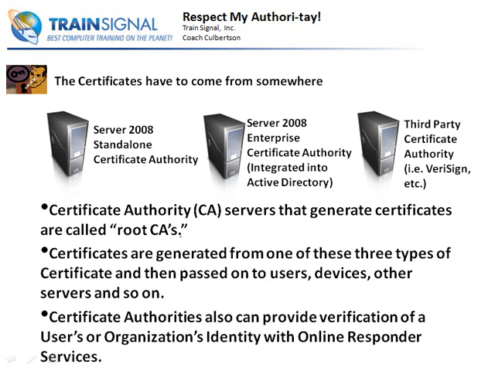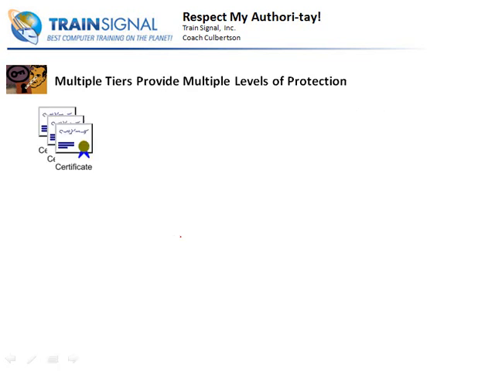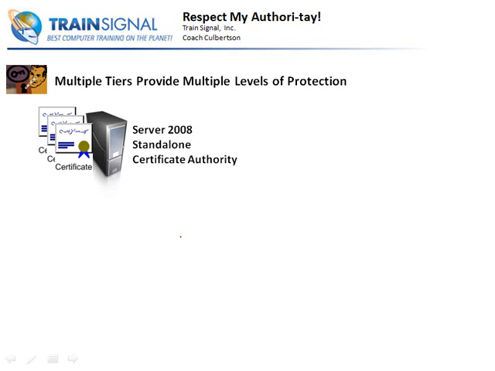And these certificate authorities also provide authentication of a user or organization's identity with the use of some kind of online responder services. And we'll talk about those in just a little bit when we talk about the whole idea of revocation lists. All right, so now let's talk about how you might actually see this implemented in a real network. Let's start off with a standalone certificate authority.